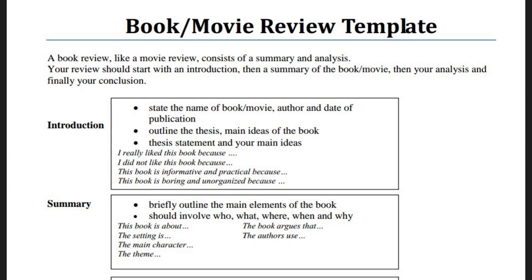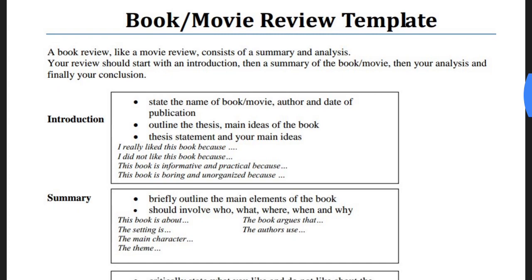A book review, like a movie review, consists of summary and analysis. Your review should start with an introduction. Then the second step is summary of the book. The third step is analysis. And the fourth step is conclusion. So these are the four major steps. These are the four things that the examiner would like to see in your paper when you are writing a book review. The same applies for a movie review also, but we will discuss that later.